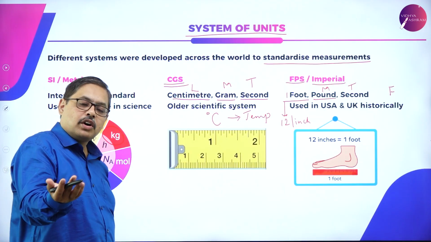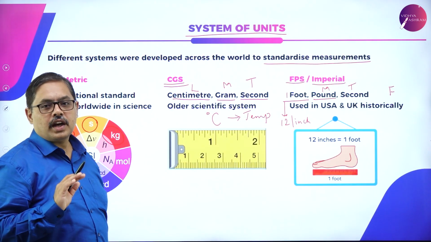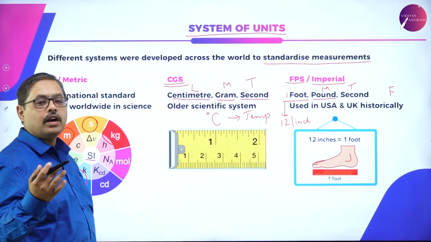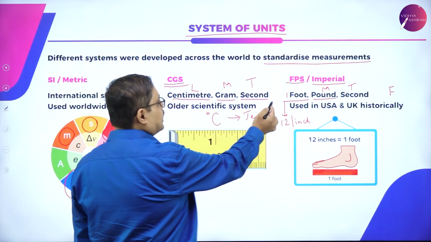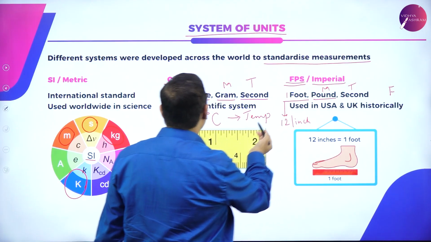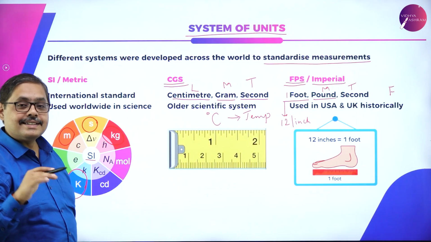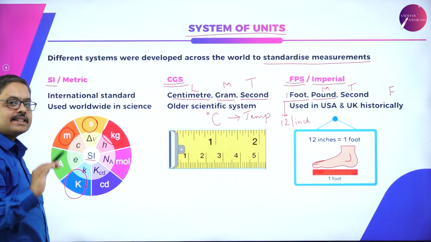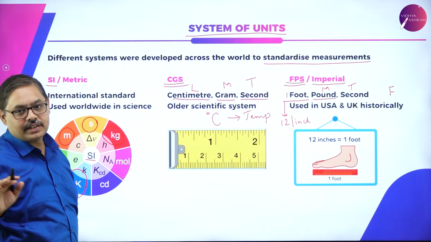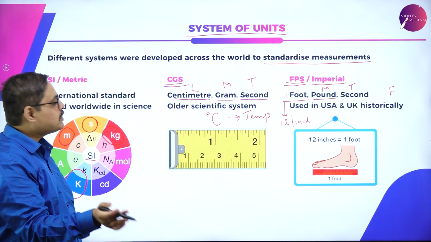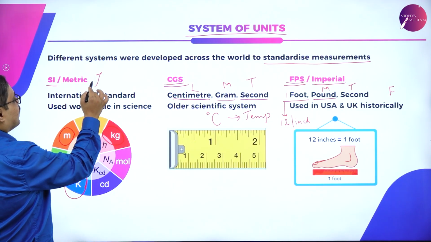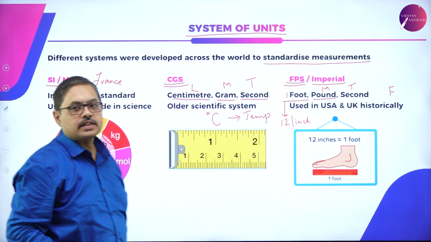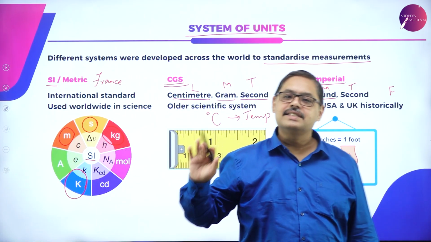So basically, to understand units, you have to understand that there were 3 systems that have been adopted worldwide. The initial one was the FPS system, foot pound second. Then there was the CGS system, centimeter gram second. And then there was the SI system, Système International d'Unités. This was phrased in French because that conference was held in France. Okay, which means units for the international system.